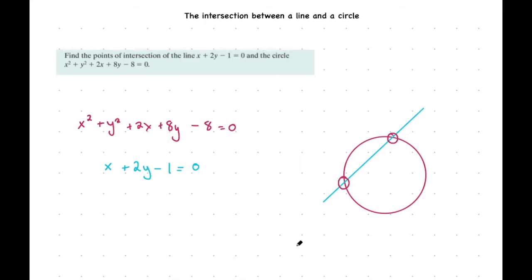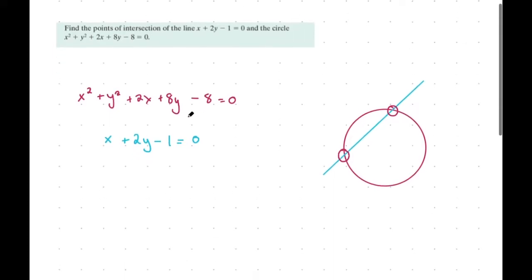So there are certain keywords in maths that you will need to associate with processes, and one of those is going to be the word intersection with the process of simultaneous equations. So that is what I need to do here. So what we need to do is a simultaneous equation. Now this is a simultaneous equation between a linear and a non-linear.